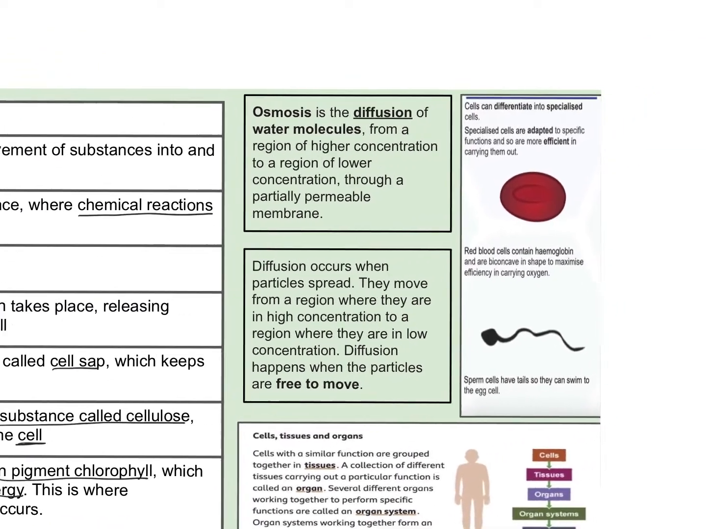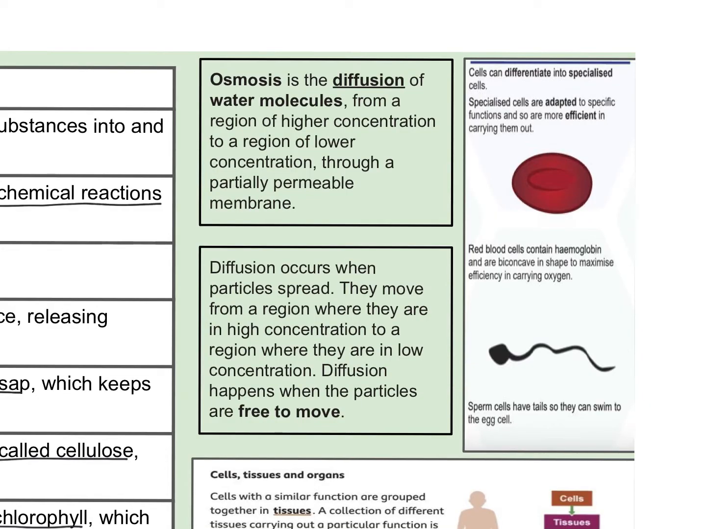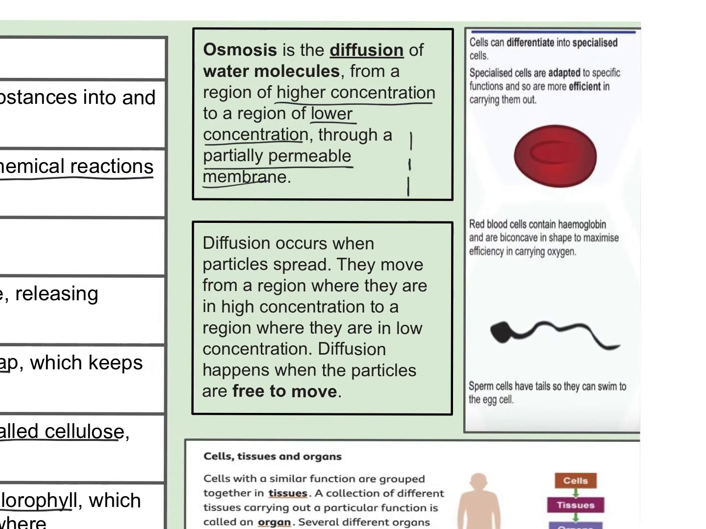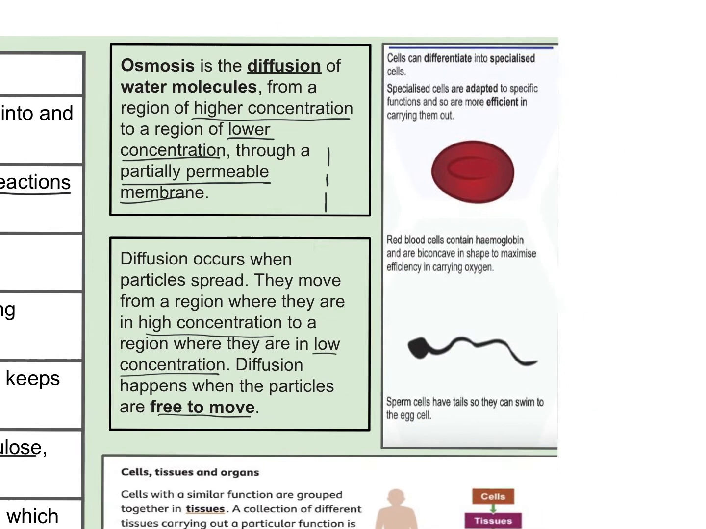Okay. Osmosis then is the diffusion of water, so the movement of water from a high concentration to a low concentration through a partially permeable membrane. So a membrane that's big enough to fit small things through, but not big enough to fit big things through. Okay. Diffusion then is when particles spread, again moving from an area of high concentration to low concentration; particles are free to move, there's no membrane.